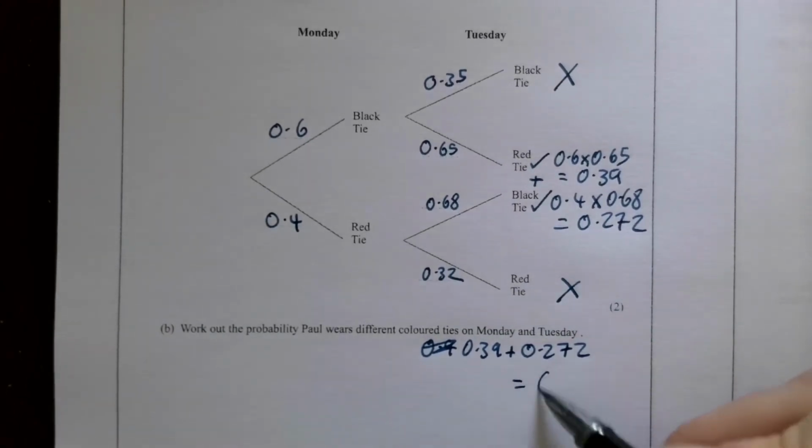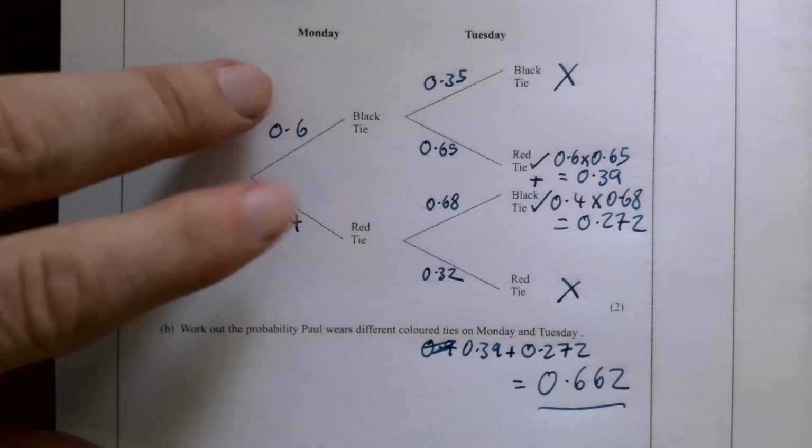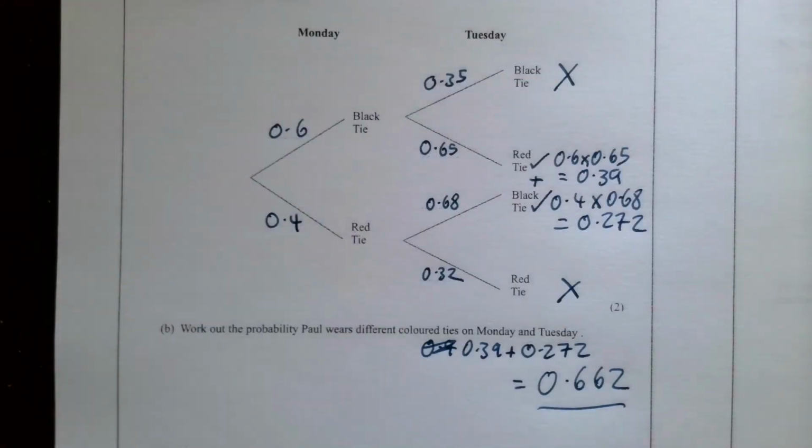And that gives us 0.662. And if you did it as a fraction, that's okay, but generally when it's in decimals, stay in decimals. When it's in fractions, stay in fractions. Unless, if it had just been 0.6 and 0.4 all the way, then working in fractions may have been easier. I don't know.